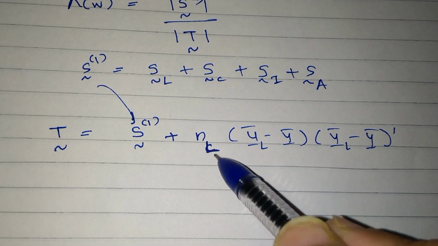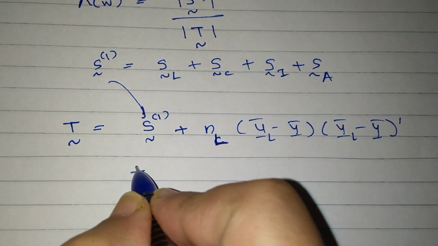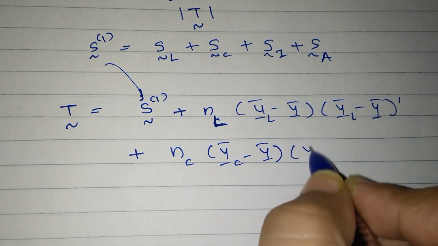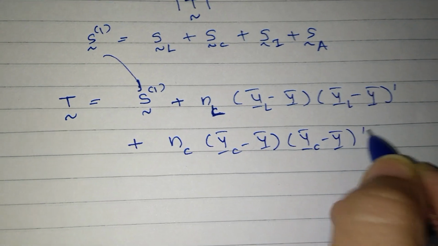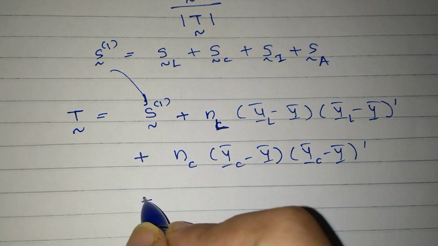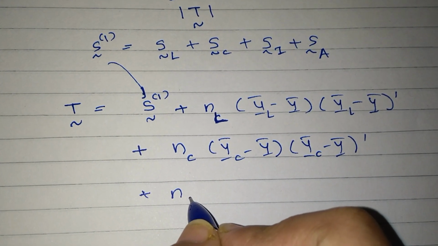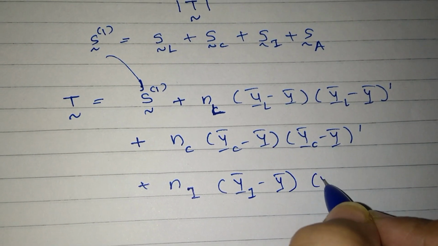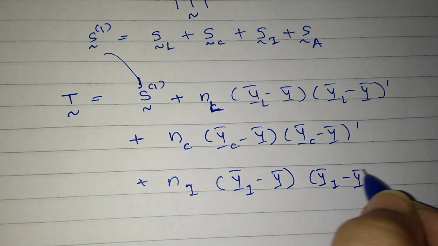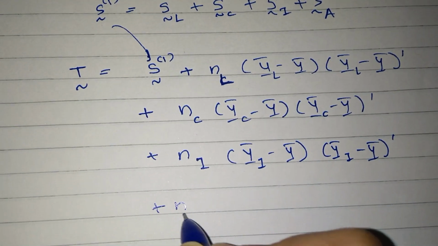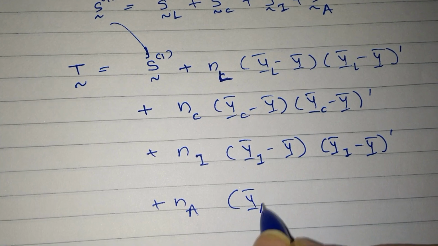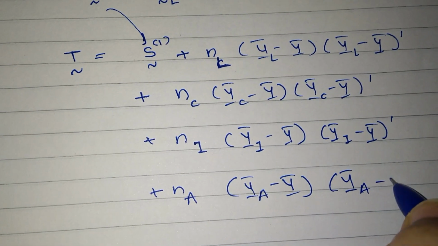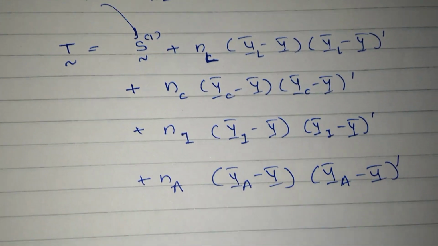So we are taking YL bar minus Y bar into YL bar minus Y bar prime, and we are multiplying by the number of observations from the first site, plus NC YC bar minus Y bar, YC bar minus Y bar prime, plus NI YI bar minus Y bar into YI bar minus Y bar prime, plus NA YA bar minus Y bar into YA bar minus Y bar prime.